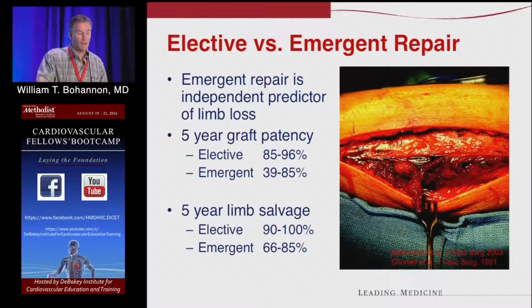Now, if this becomes emergent, it's significantly less. So certainly is one reason why we try to get to these people earlier, and particularly in the big aneurysms with a significant thrombus. And the 5-year limb salvage is also significantly better in elective versus emergent repair.